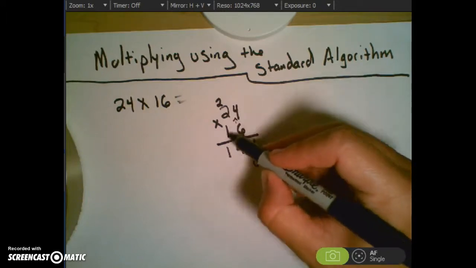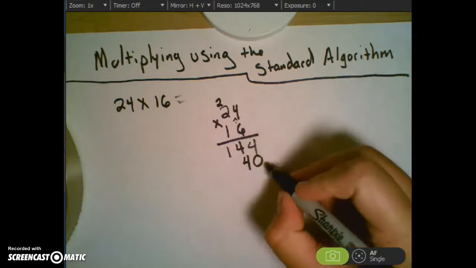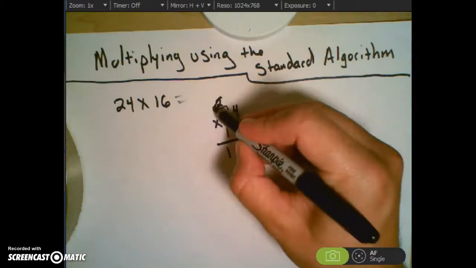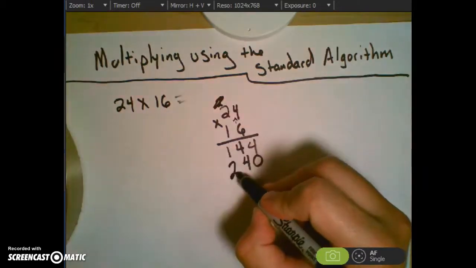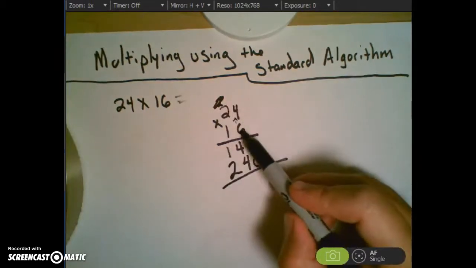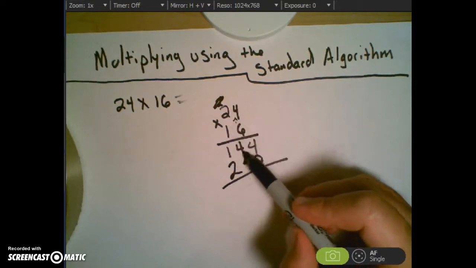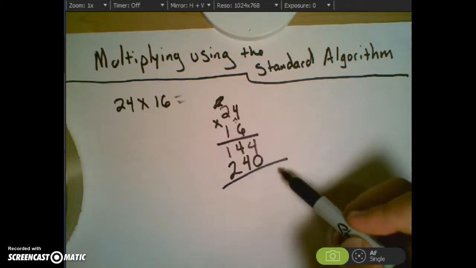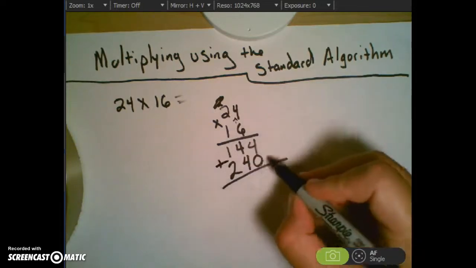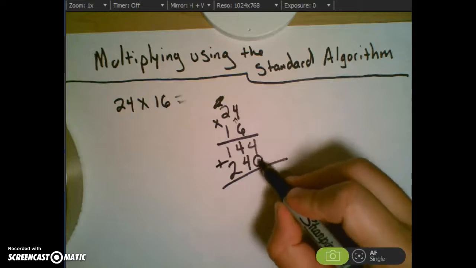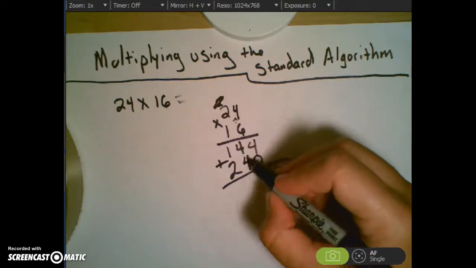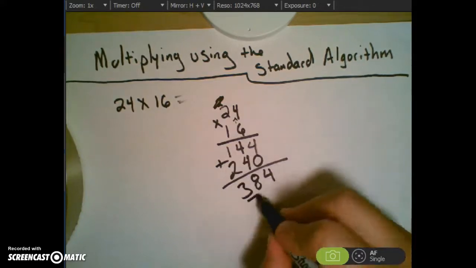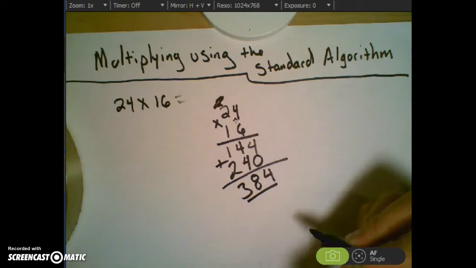So let's go ahead through here. 4 times 10 is equal to 40, which is what we've got. And then 20 times 10 is equal to 200. Okay? So I know that 6 times 24 is equal to 144, and 10 times 24 is equal to 240. All right? So now all I have to do is add these two up. All right? So 4 plus 0 is 4. 4 plus 4 is 8, and 2 plus 1 is 3. So my answer is 384.